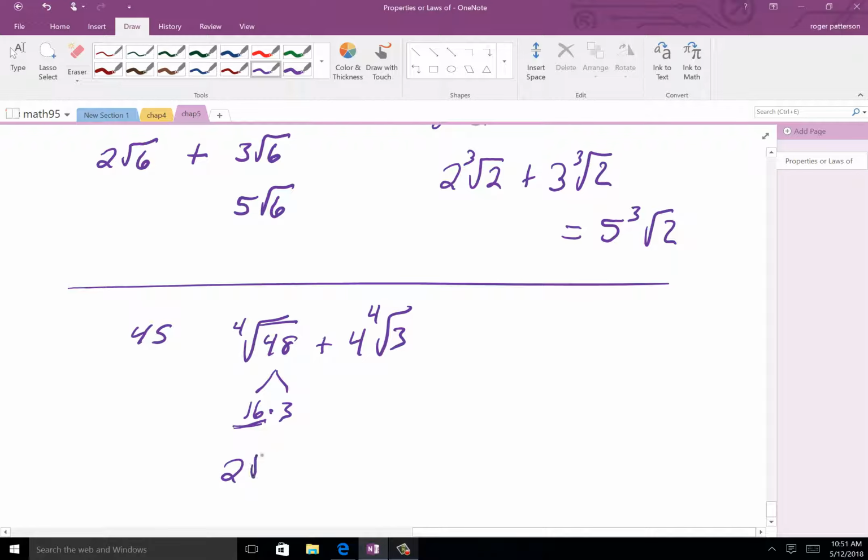So we're going to get 2 4th roots of 3 plus 4 4th roots of 3, which gives us 6 4th roots of 3. All right, so I did that one for you. Saved you the pleasure there.